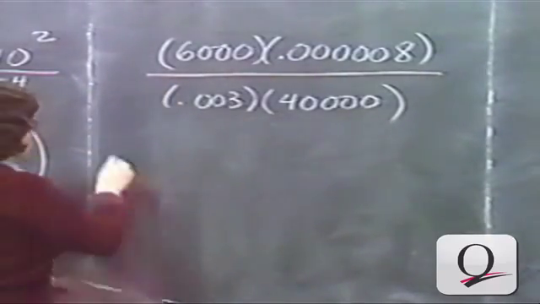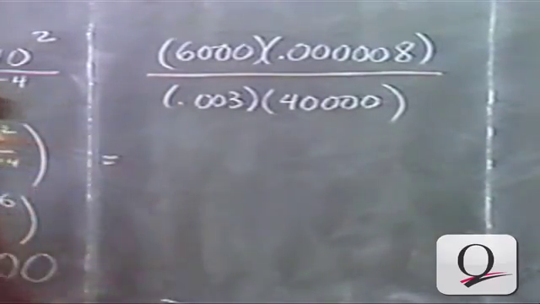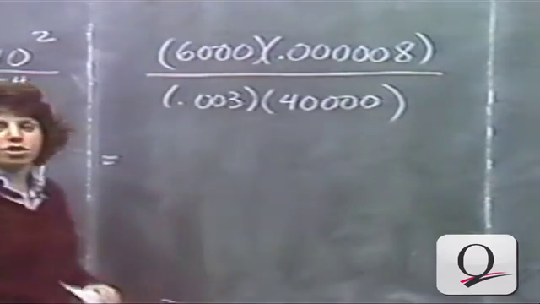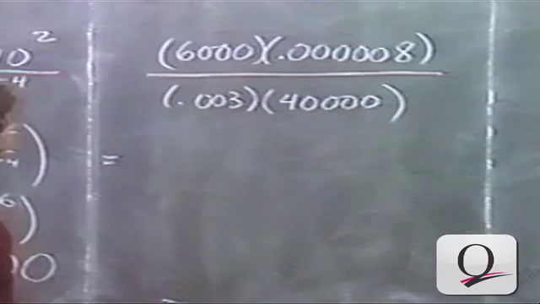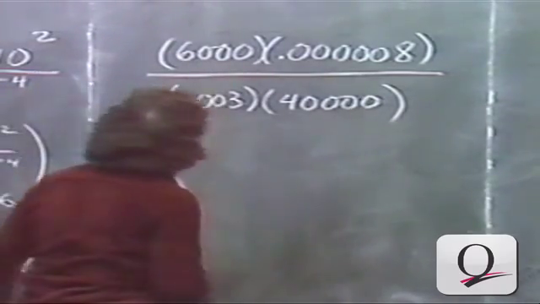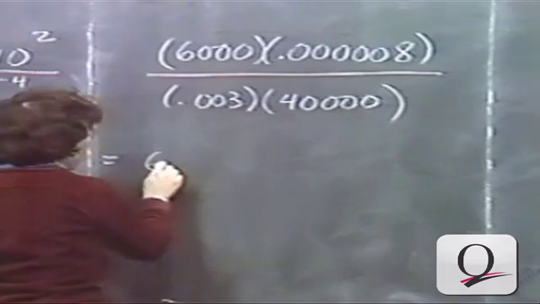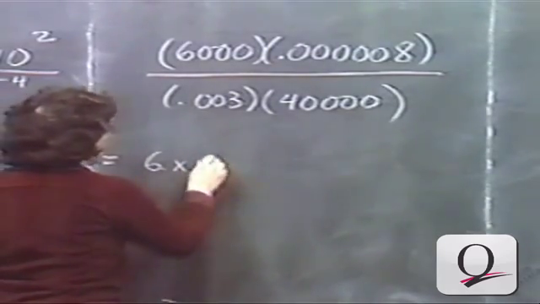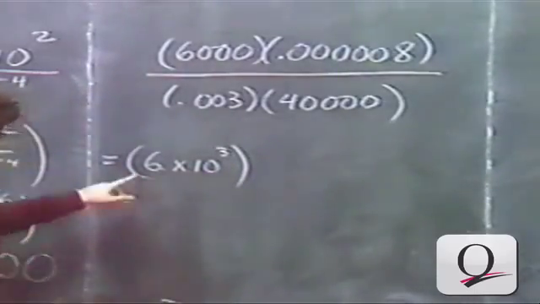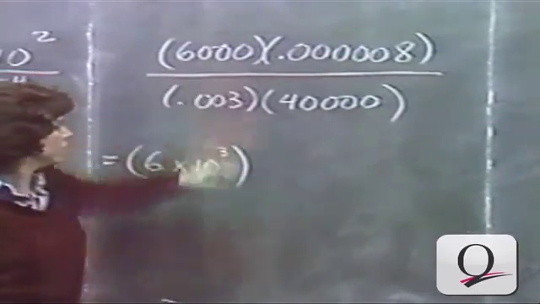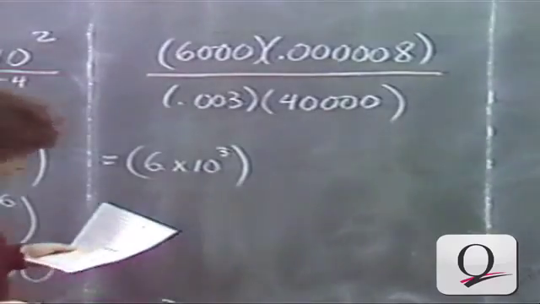Once again, we will rewrite each of these numbers in scientific notation. By the way, if you want to try this on your own, you can shut off the videotape machine and come back after you've finished the problem. Okay, 6,000 is 6 point times 10 to the third power. Multiplying by 10 to the third power, you move the decimal 3 places to the right.